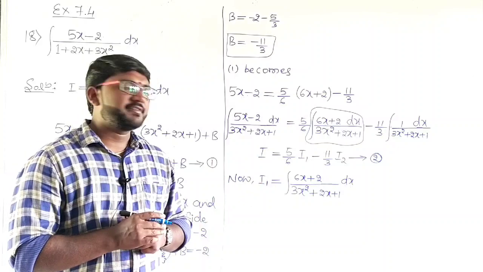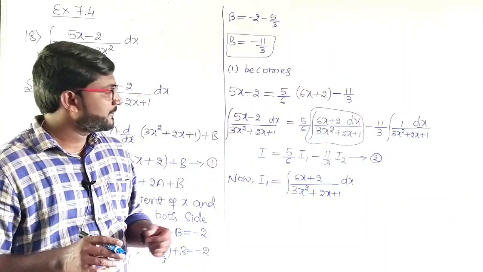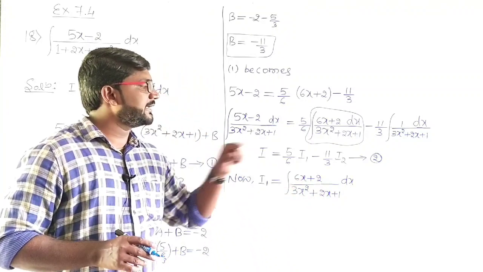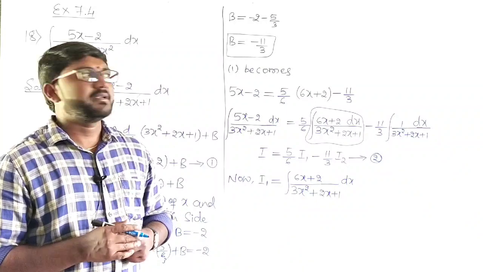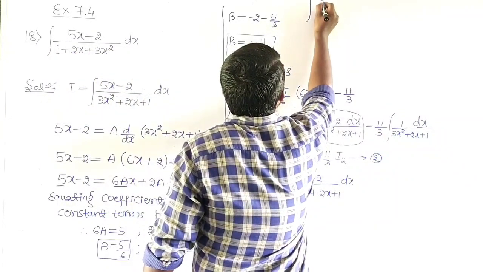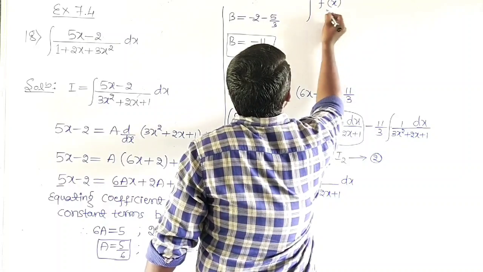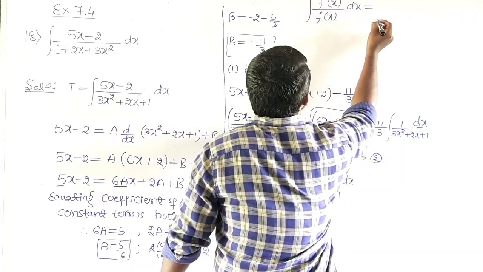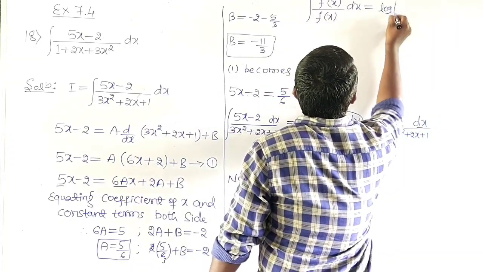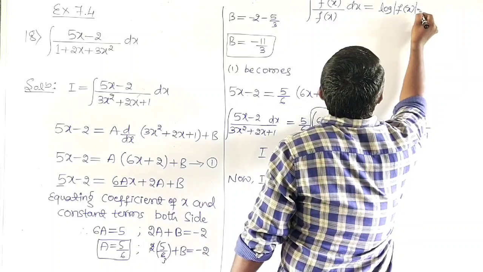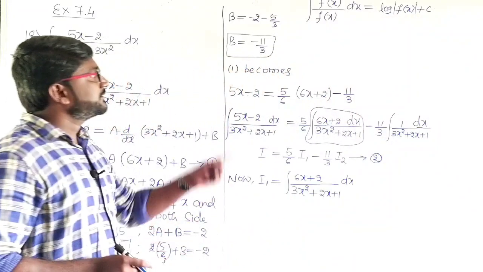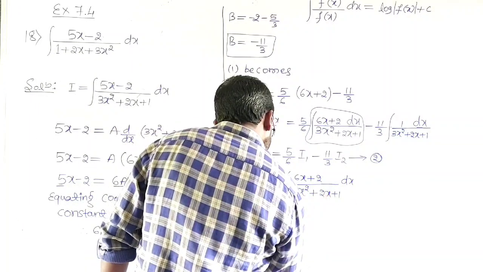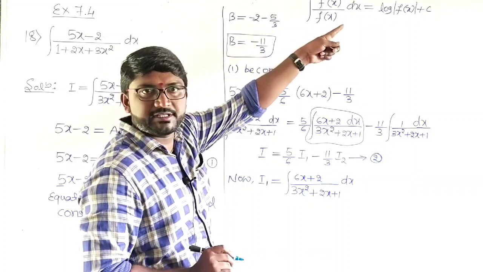Now this is in the form of f dash of x by f of x dx. So if you take the denominator as t and differentiate it, whose derivative is there in the numerator. What is the integration of f dash of x by f of x? Integral f dash of x divided by f of x dx is equal to log mod f of x plus c. So this is the standard known form.